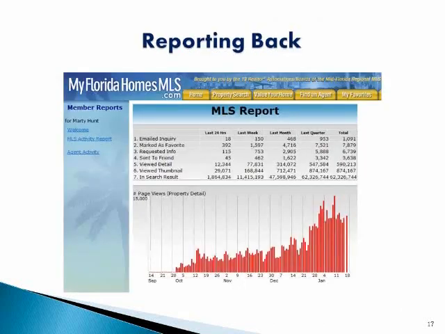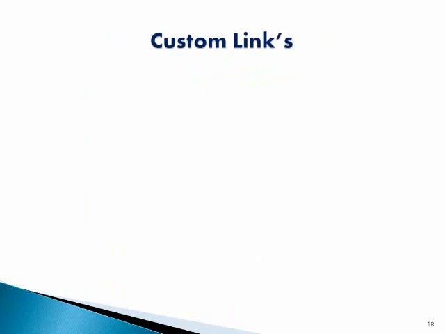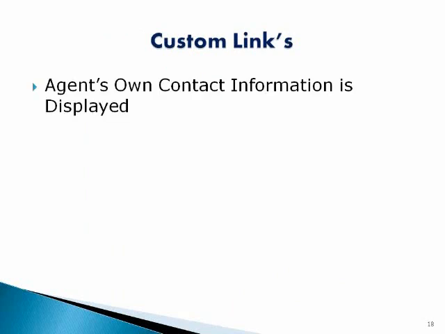Our website also has a way of reporting back to us. For example, here you can see a report that tells us that there were almost 2 million hits from this view in the last 24 hours. That's pretty amazing. We also have the ability to create custom links. In other words, the agent's own contact information is displayed. So not only do we have the consumer website address, but you'll have your own address directly to your portion of the consumer site. You can use it in your email signature.